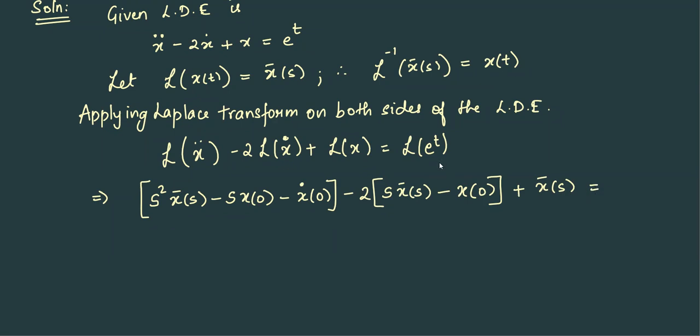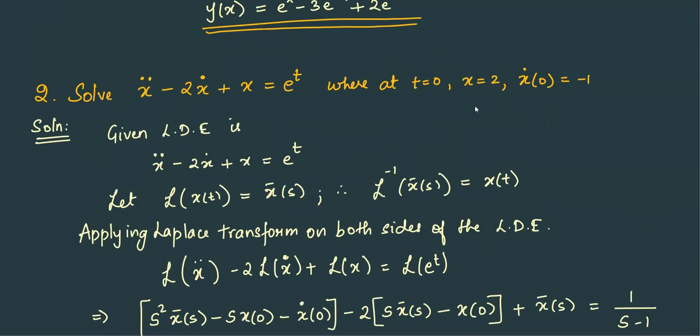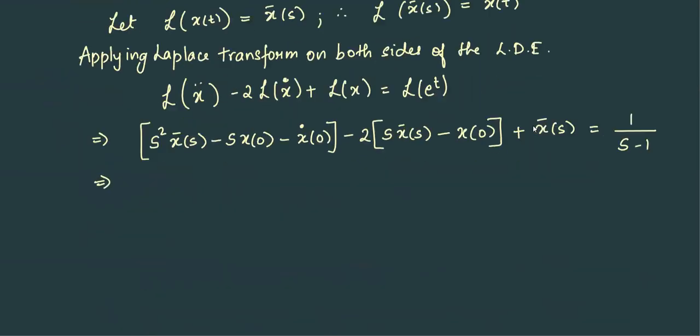Now the Laplace transform of e^t, this is a function now, is 1 by (s - 1). The Laplace transform of e^(at) is 1 by (s - a). So we get this. Now let us apply the boundary conditions. So x of 0 is 2, x dot 0 is -1. So this is what we need to apply here.